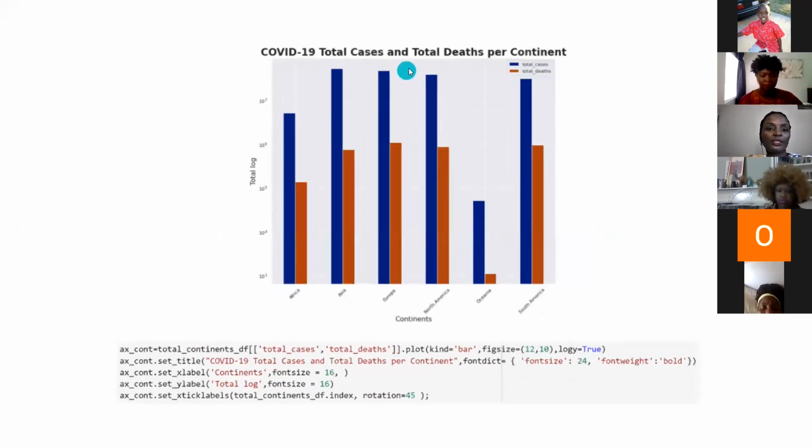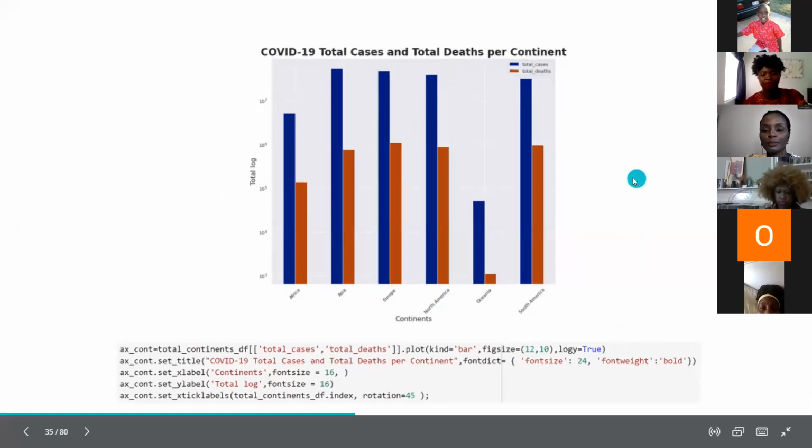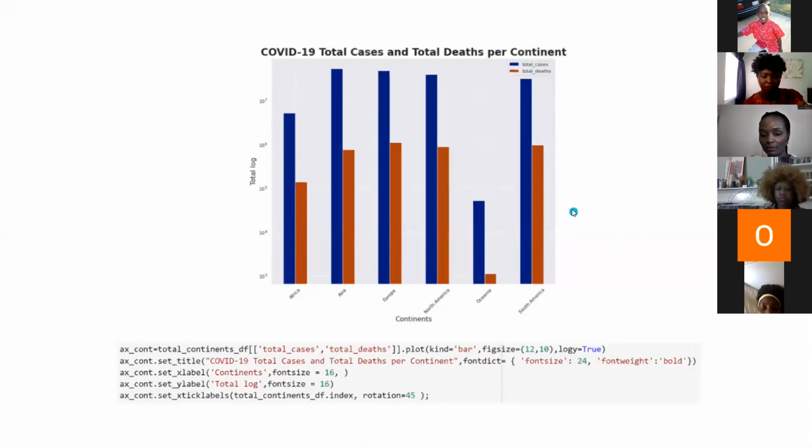For the COVID total cases and total deaths per continent, blue represents the total cases and red represents the total deaths. And we see that Asia and Europe lead, and number 3 is North America. I have included the code. If anybody is interested, we can go into details.